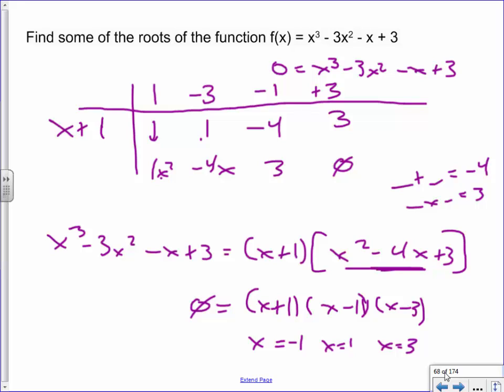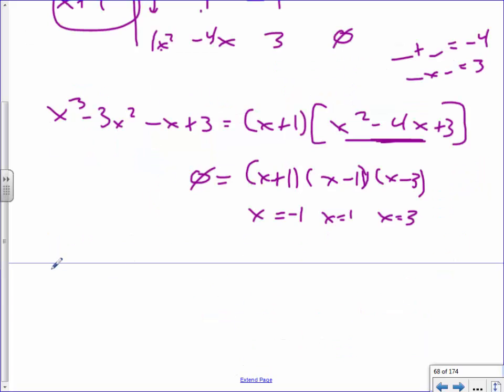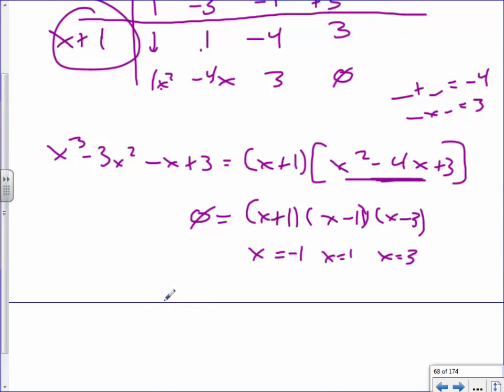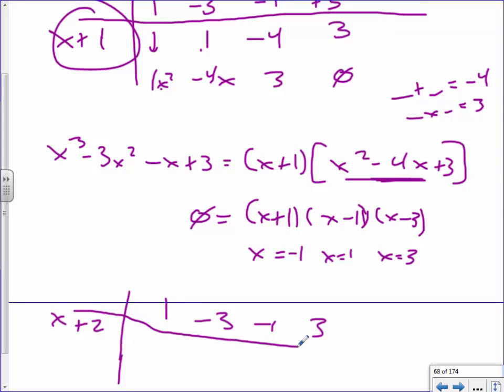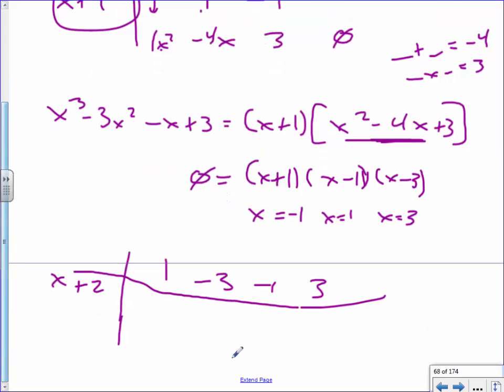There's one fundamental flaw. The linchpin to getting started was how the heck do I figure out what to put right here? Does that make sense? It's very frustrating because the first time I used x plus 1, but let me walk through this real quick to make my point clear. If I did the exact same thing with 1, negative 3, negative 1, 3, but had done it with x plus 2 right here, this would not have worked.